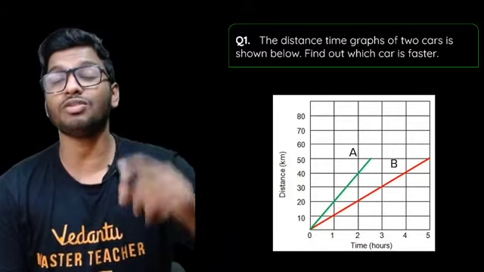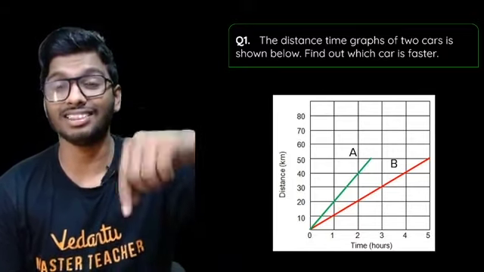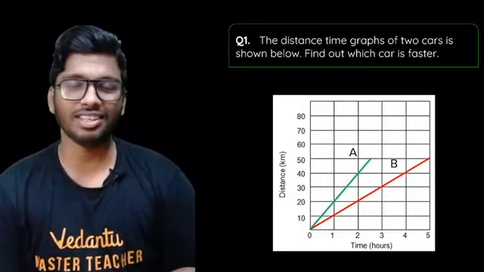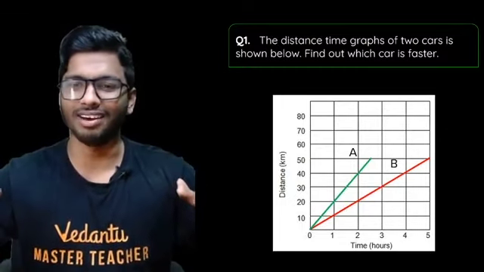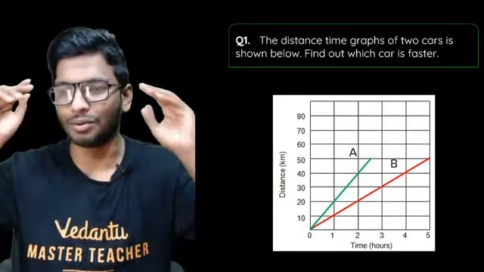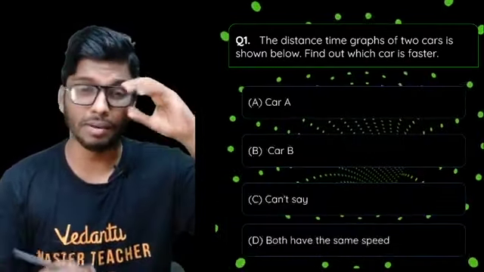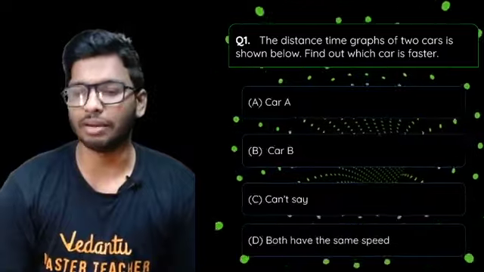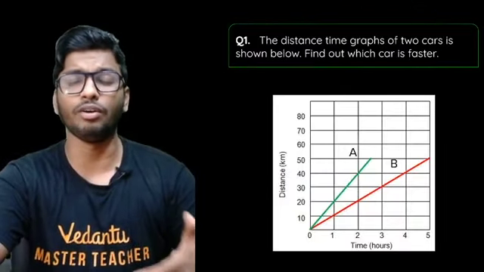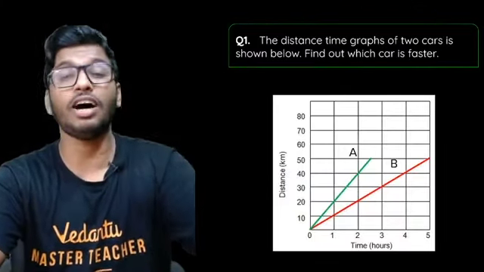Now, I want all of you guys to write down whatever your answer is in the comment section below. Pause the video and give me the answer. I don't want anyone to copy my answers. I want you guys to try it out and let me know what the answer is. All right, so for this question, your options are these. Is it car A, car B, can't say, or both have the same speed? So this is what the graph looks like. You're supposed to find out which car is faster.